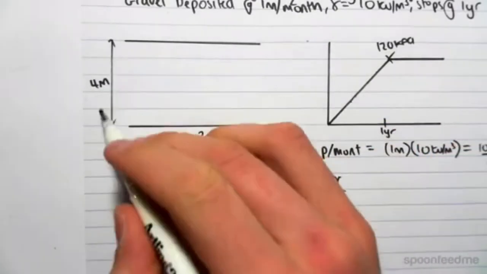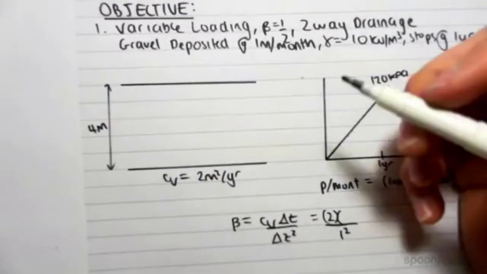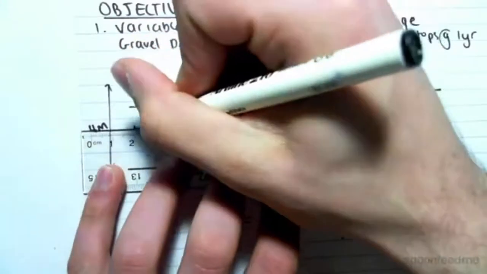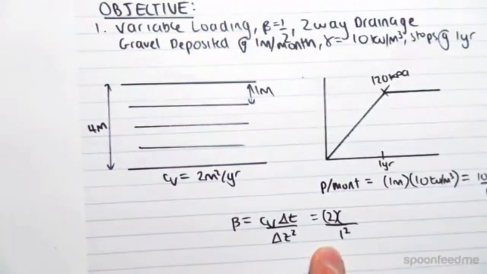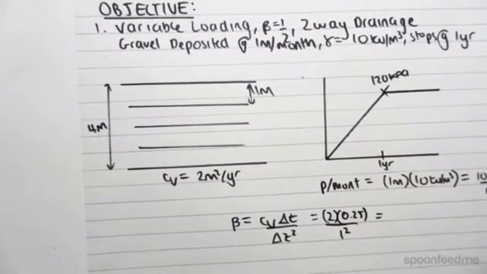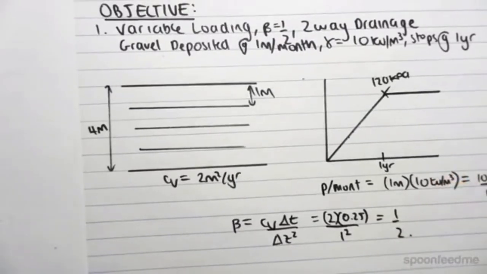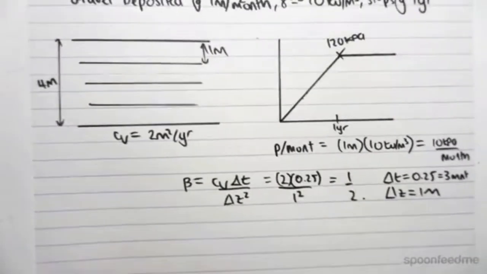And we have a 4 meter profile. A nice value would be to change that into increments of depth of 1 meter, so 1, and that means our change in time would have to be 0.25. So working this out, we get 2 times 0.25 divided by 1 is a half. So we've found that change in time of 0.25 of a year, which is the same as 3 months, and we found that our increment of depth is 1 meter. So these are nice values to work with.